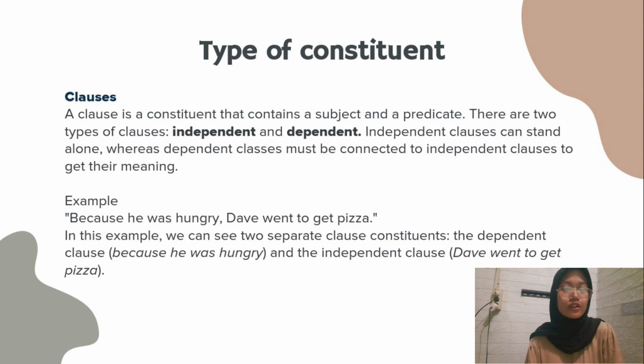The last type is clauses. A clause is a constituent that contains a subject and a predicate. There are two types of clauses: independent and dependent. Independent clauses can stand alone, whereas dependent clauses must be connected to independent clauses to get their meaning. For example, because he was hungry, Dave went to get pizza. In this example, we can see two separate clause constituents: the dependent clause, because he was hungry, and the independent clause, Dave went to get pizza.